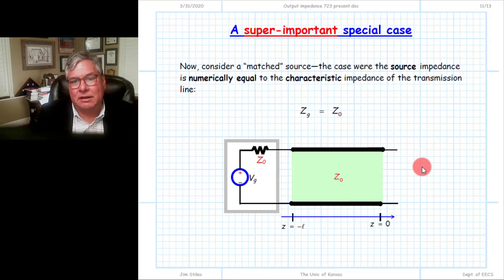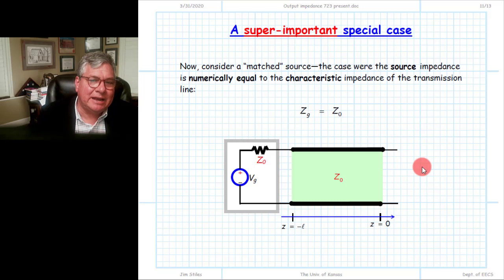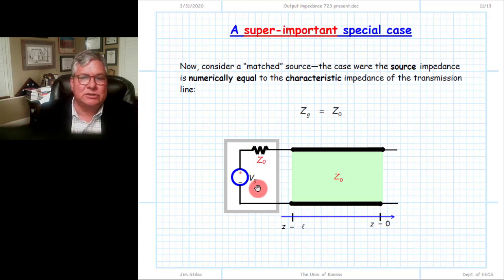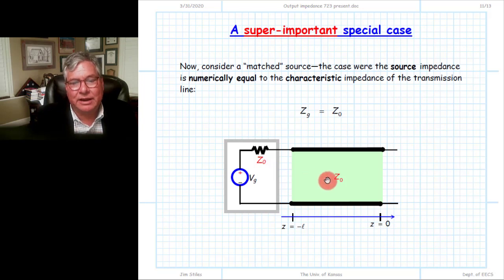We've just done the analysis for the transformation of some general source to a new equivalent source, where the transformation is done by a lossless length of transmission line, a lossless two-port device. Now let's look more specifically at a special case of our original source. Let's say our original source is the so-called matched source, a source whose source impedance is numerically equal to the characteristic impedance to which it is attached.